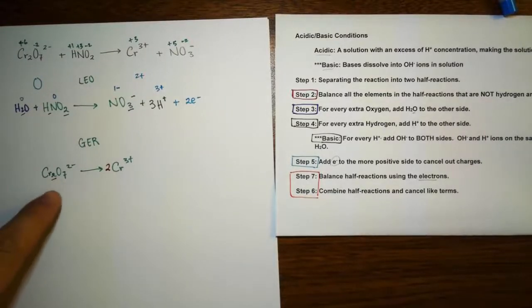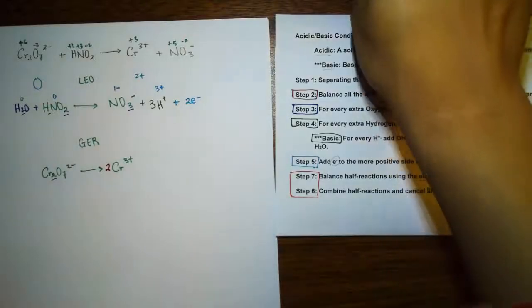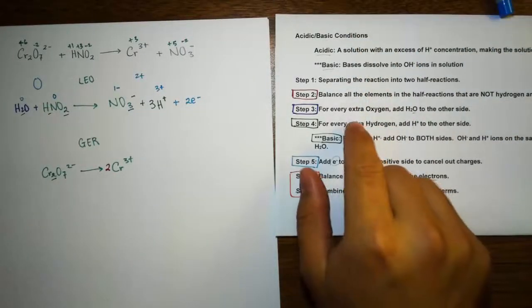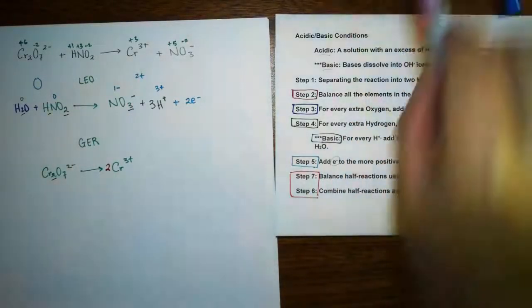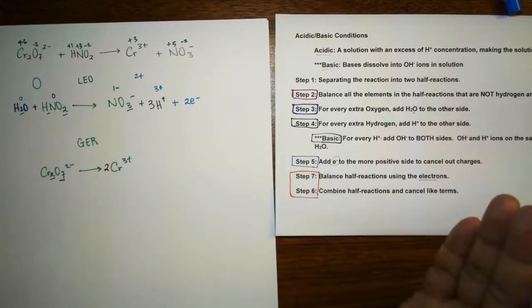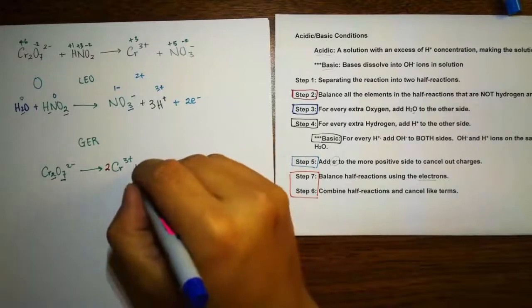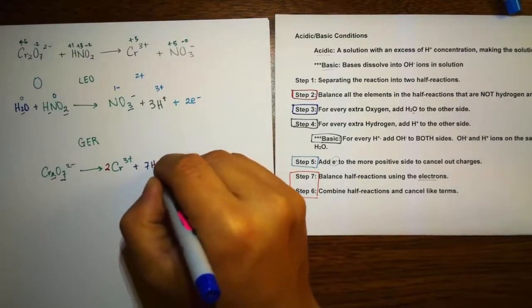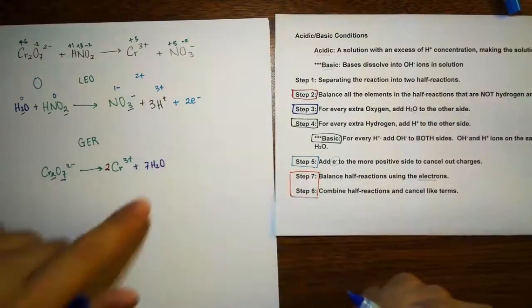Again, we're not focusing on oxygen and hydrogen in step 2. So now let's look at step 3, which is the oxygen. Here I have 7 oxygen. So how am I going to add 7 oxygen to this side? Of course, I need 7 water molecules because each one can only give me 1 oxygen.